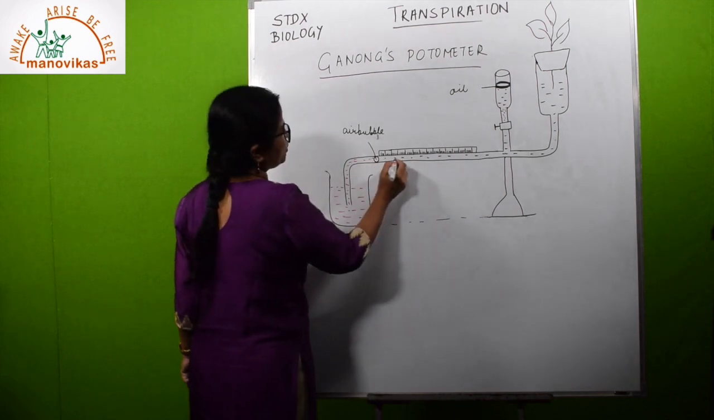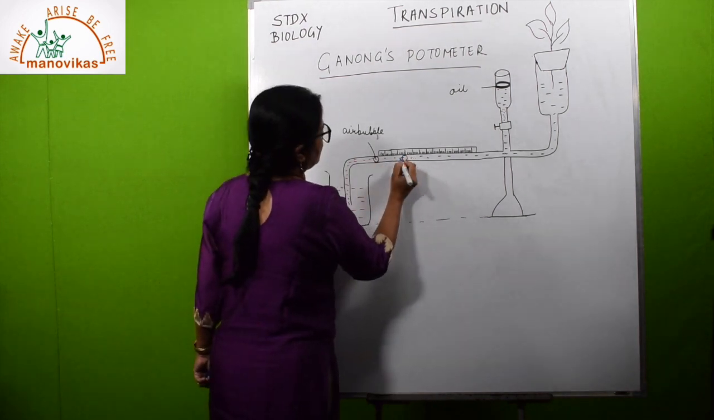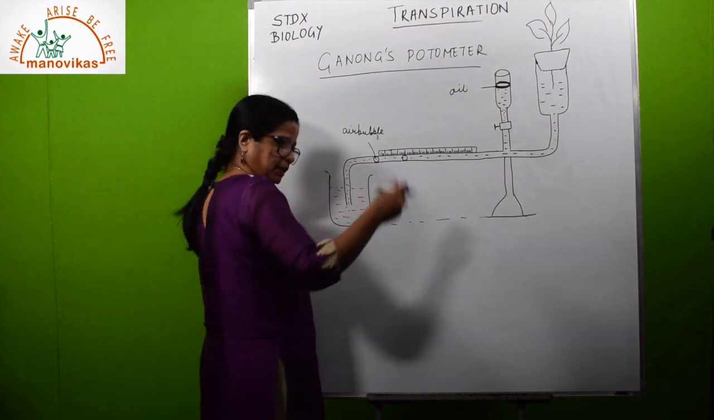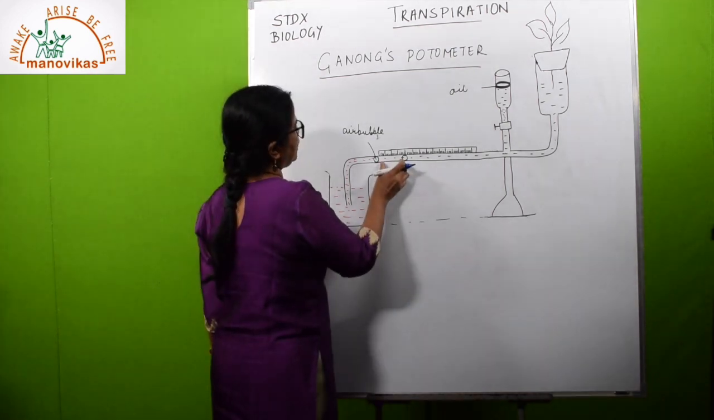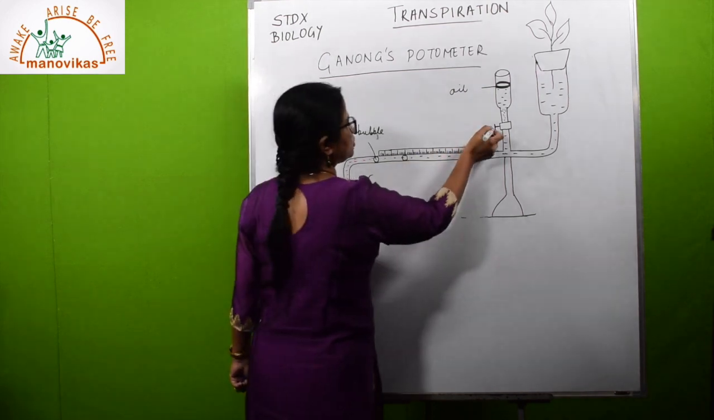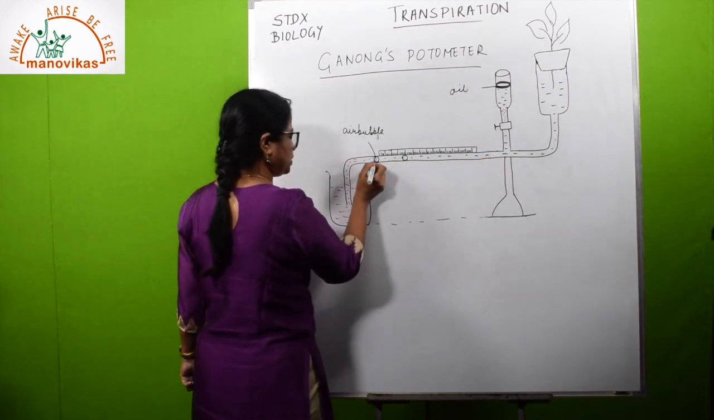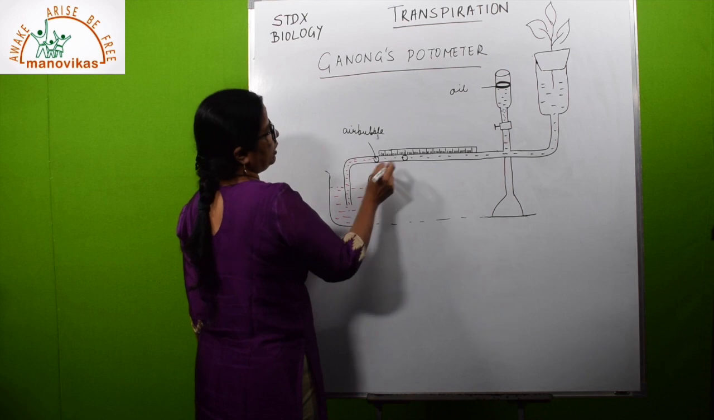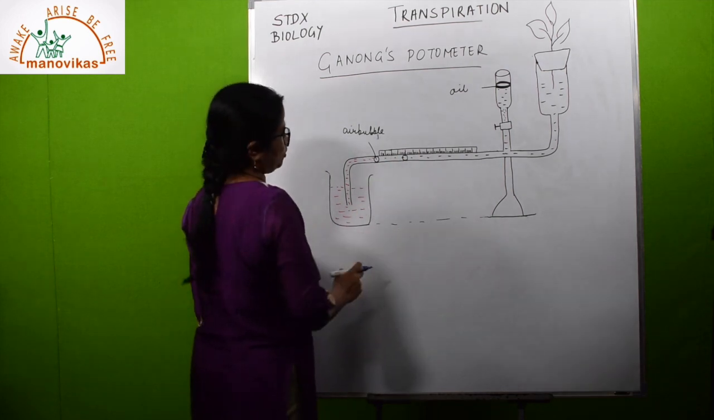Suppose the air bubble has moved and it's come here. Now we want the air bubble, we must take many readings. So when we want this air bubble to come back to its initial position, this is open and again the water pushes the air bubble back to its position. So this is how the Ganong's potometer works.